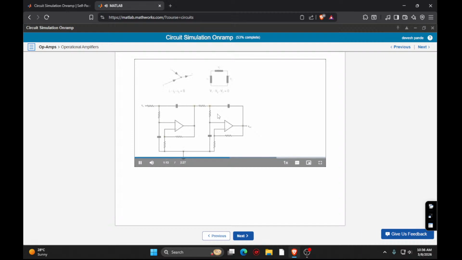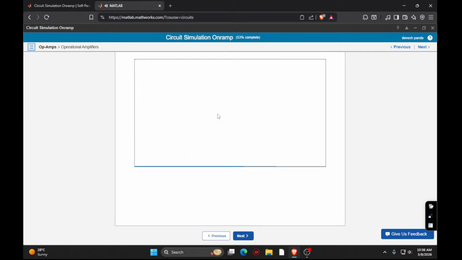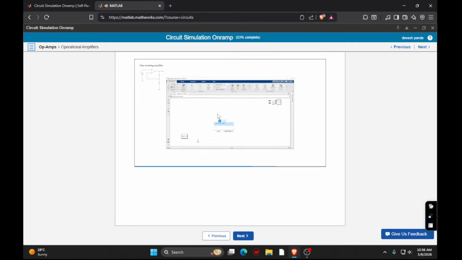Well, we could go through Kirchhoff's laws for every node and loop, but that might take a while, and it'd be pretty easy to make a mistake. Instead, let's see how we can simulate it using SimScape. Let's go back to our non-inverting amplifier as an example. To start, we'll insert an op-amp from the SimScape Foundation library. This block represents an ideal op-amp.